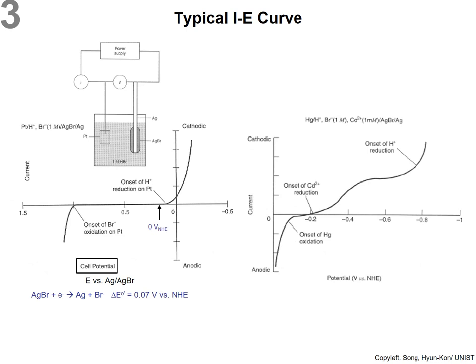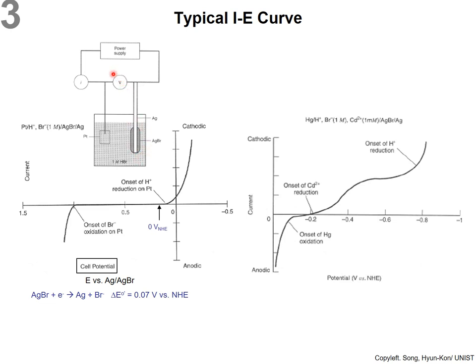Here I have two current-potential curves, this one and this one. Let me start with the first one. Here is the experimental setup, and we have a beaker. Of course, we have some electrolyte inside of the beaker. That is one molar hydrogen bromide. That is to say, we would have proton and bromide ions in the electrolyte. Platinum is used as the working electrode in this system, and a silver bromide coated silver wire is used as the reference electrode and also counter electrode.